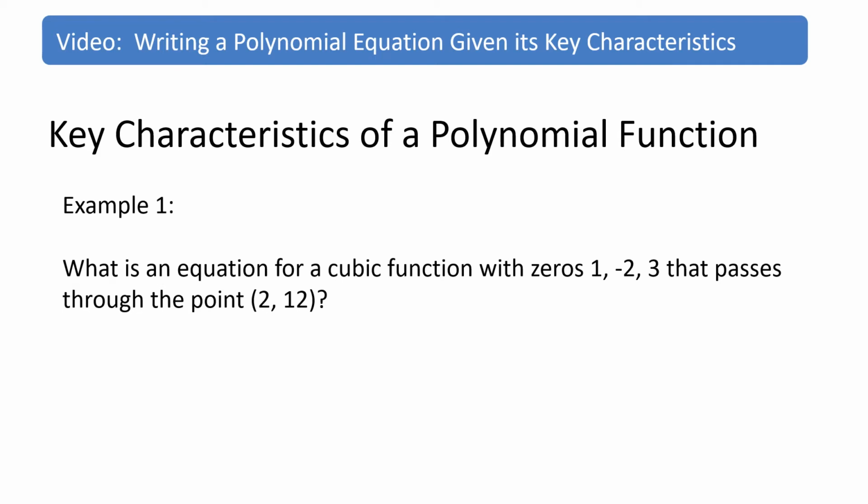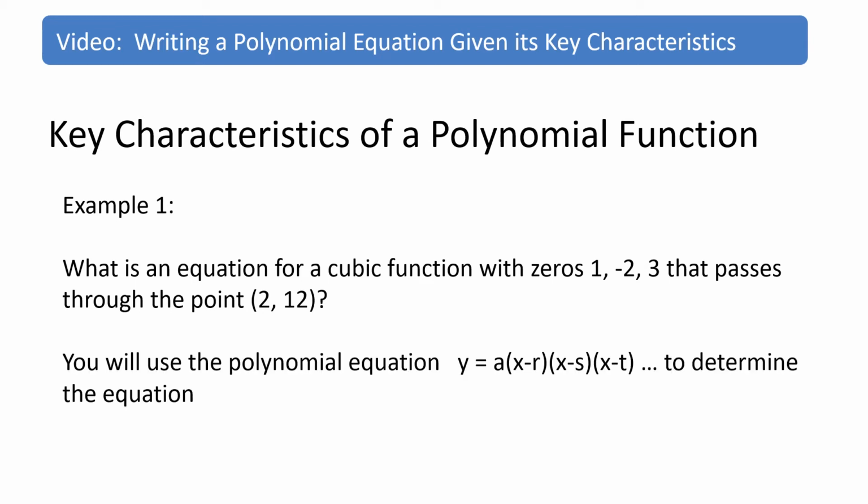Example 1. What is an equation for a cubic function with zeros 1, -2, and 3 that passes through the point (2, 12)? You will use the basic polynomial equation y = a(x - r)(x - s)(x - t), and so on, to determine the equation.